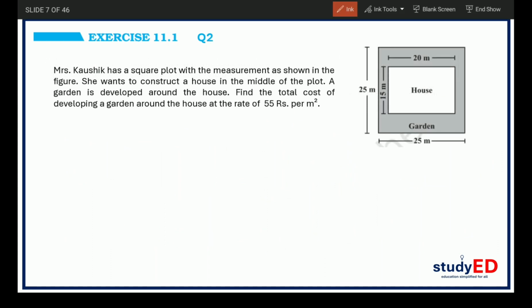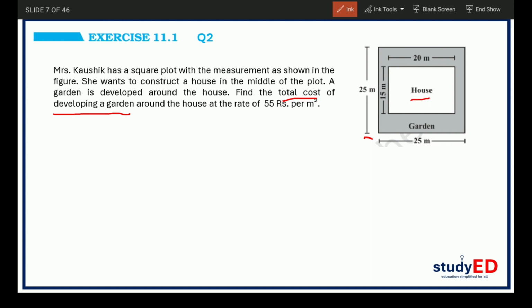Ms. Kaushik has a square plot with the measurements as shown in the figure. She wants to construct a house in the middle of the plot. A garden is developed around the house. Find the total cost of developing a garden around the house at the rate of 55 rupees per meter square. Alright, now we're given a question to find out the total cost of developing a garden. Now if we observe over here, we have measurements of the house and the total area, however not the area or the perimeter measurements of the garden. So how do we figure out the area?